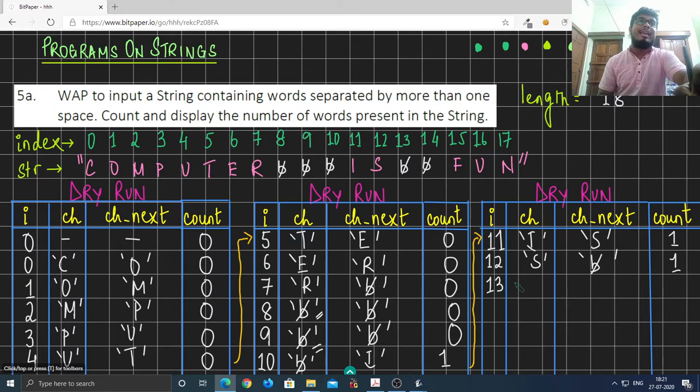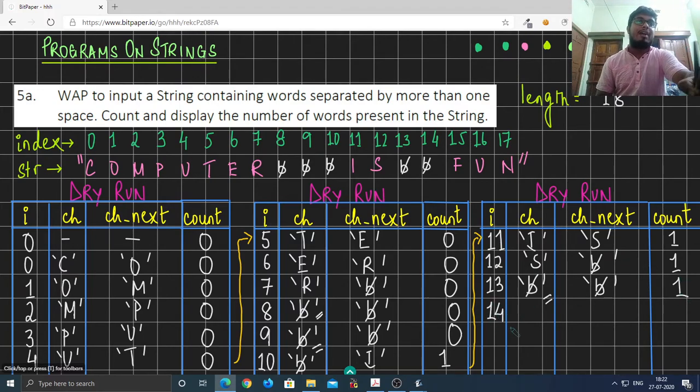Increment the value of I again by 1, we arrive at 13, and at 13 we find the character is a space, and the character following 13, which is at index 14, is a space again. So this is not the kind of space that we are looking for. We are looking for a space following which is a non-space character. So the count will not be incremented.